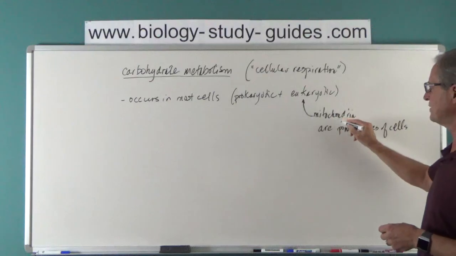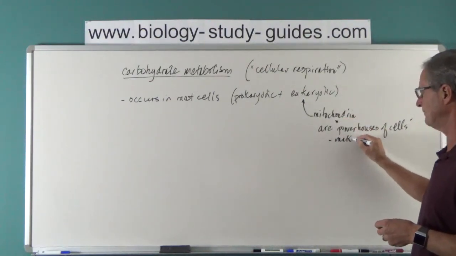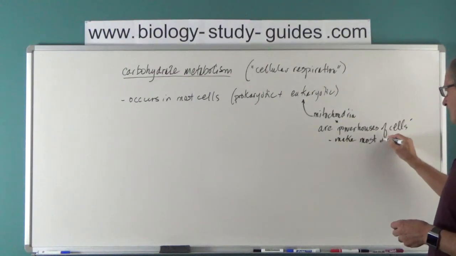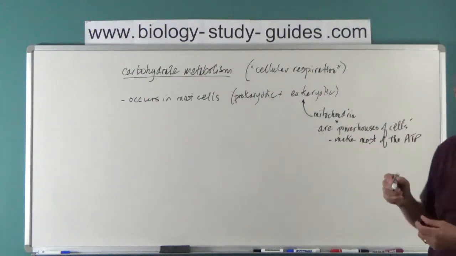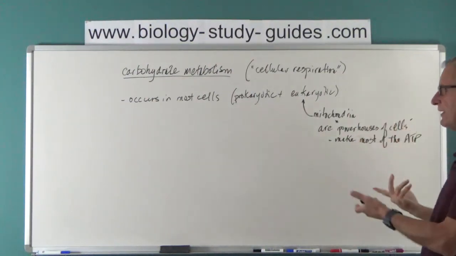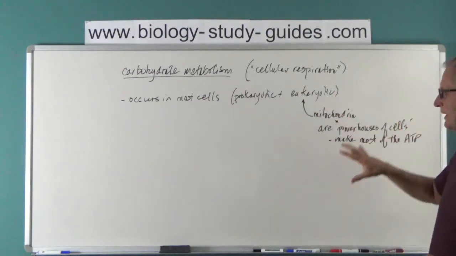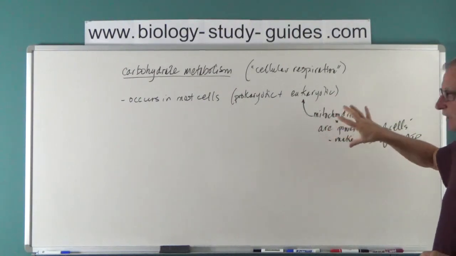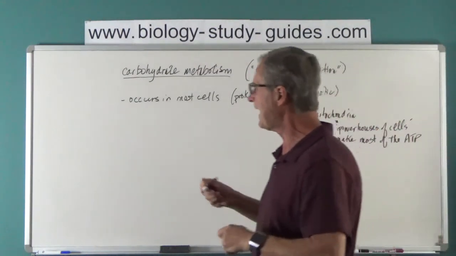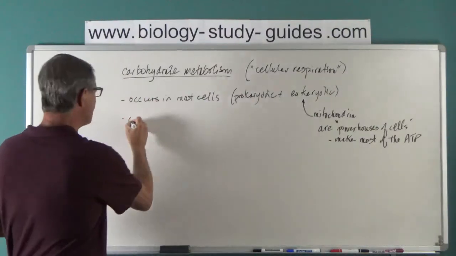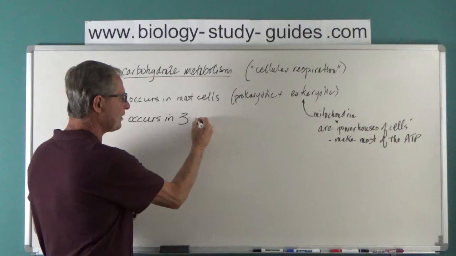By this expression, powerhouses of cells, they actually make most of the ATP. That's most of the energy, because the energy is in the form of ATP. But both of these kinds of cells can do it. These are way more efficient at it because they have mitochondria. These ones don't have the mitochondria. So what we have here is that it occurs in 3 metabolic pathways.